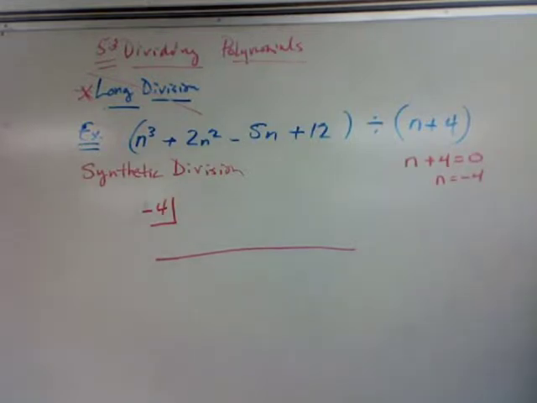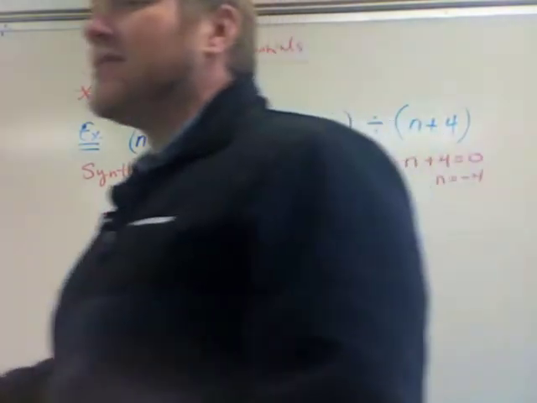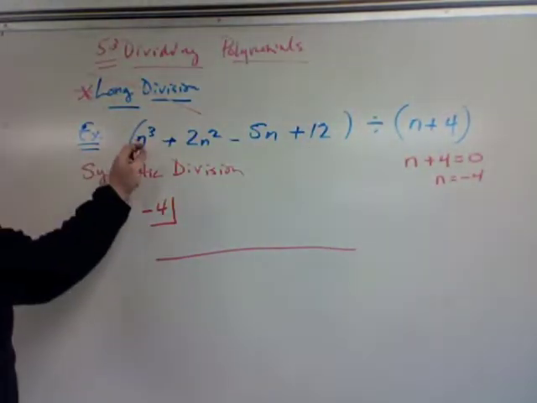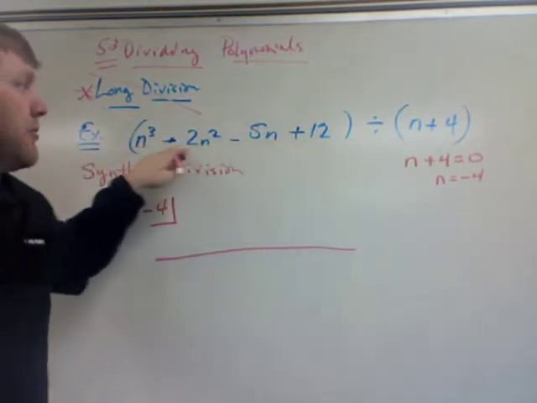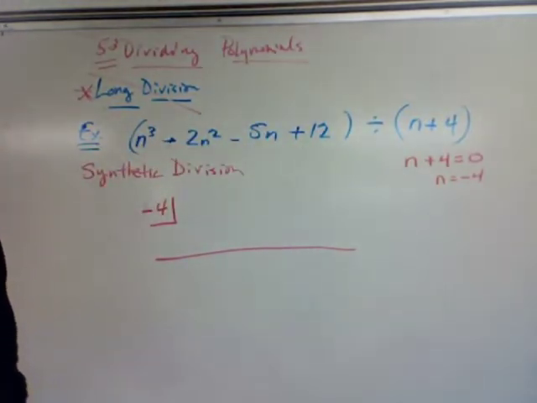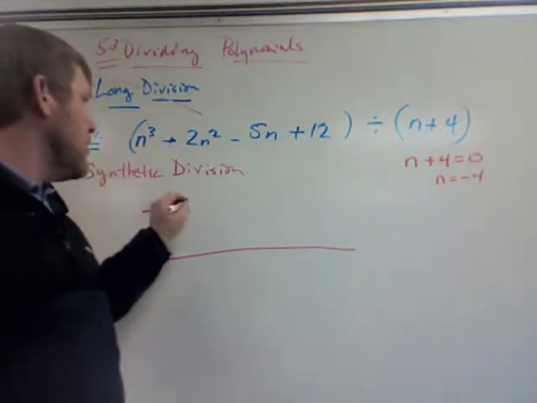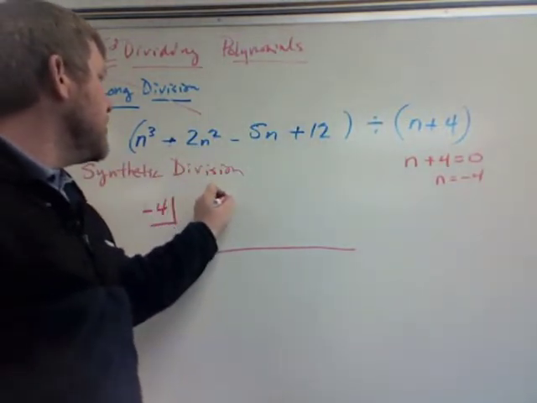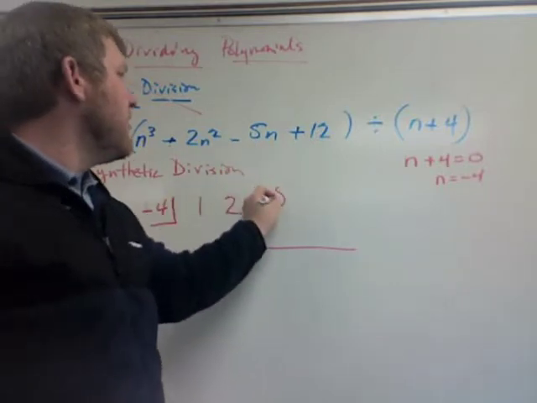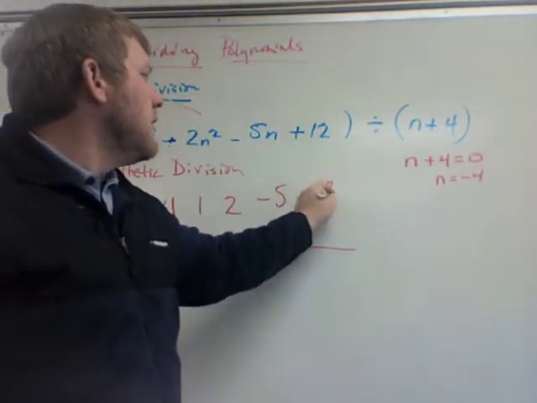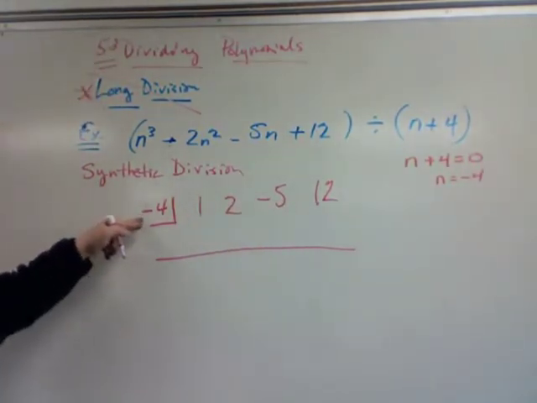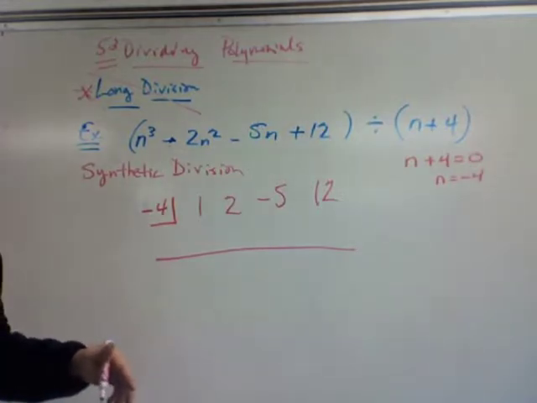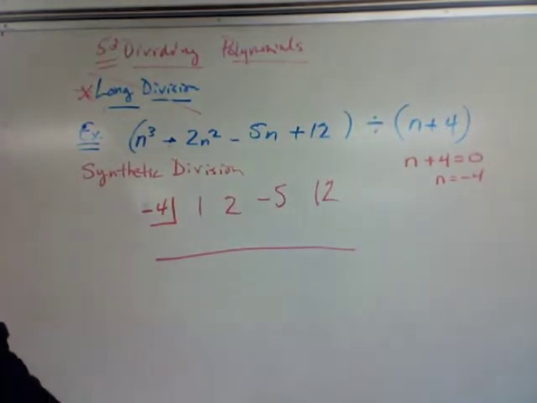This is called synthetic division. Now I'm going to take the coefficients of each term of the dividend, this polynomial. What's the coefficient here? 1. Here? 2. Here? -5. Here? 12. So the coefficients go here, and here's my divisor, -4. It's kind of a quicker method, really.